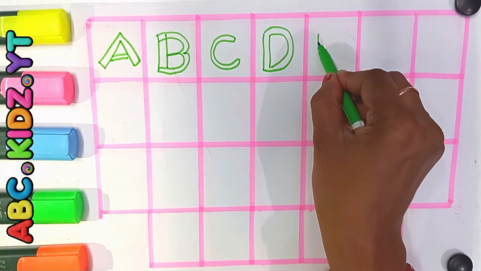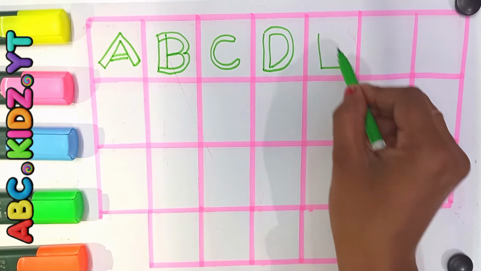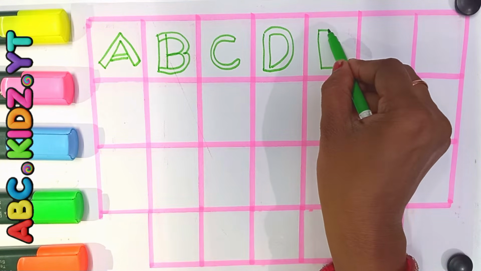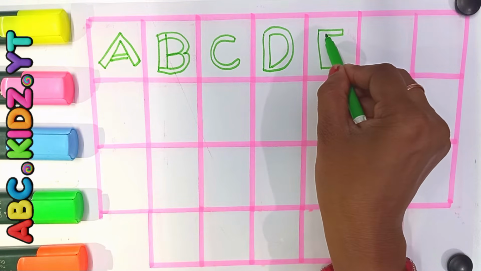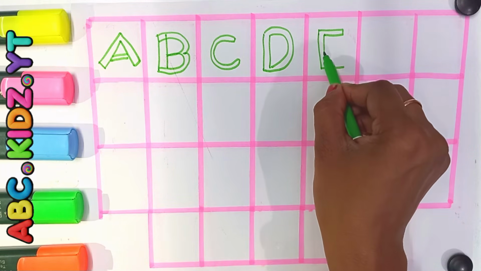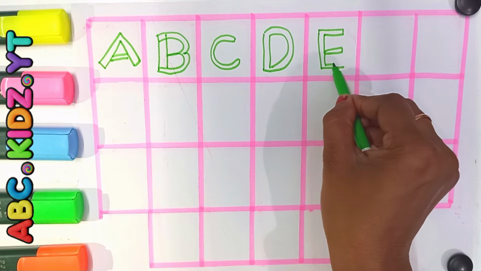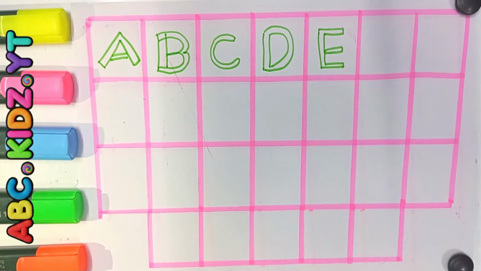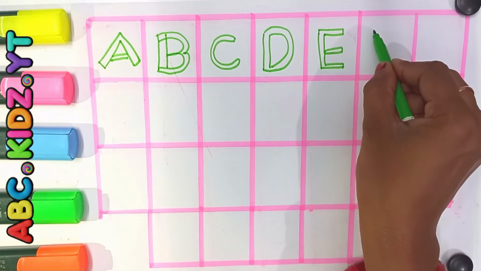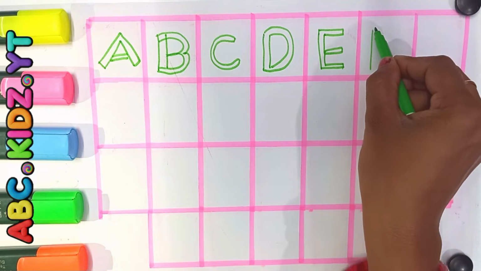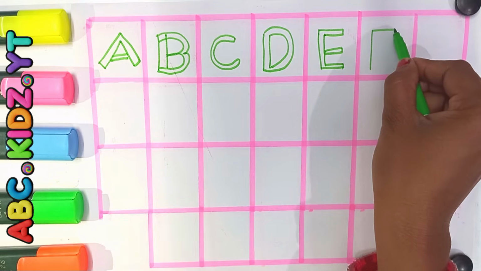E for elephant. E for elephant. F for fish. F for fish.